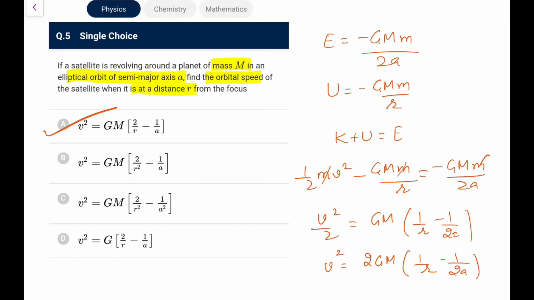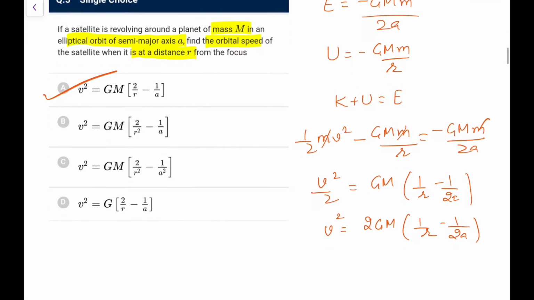Yes, option A is the option that we will go for.